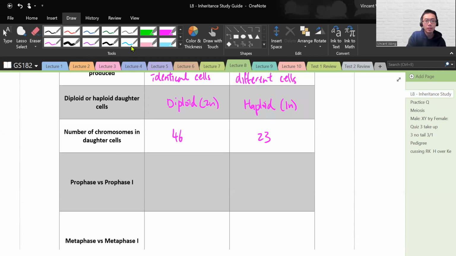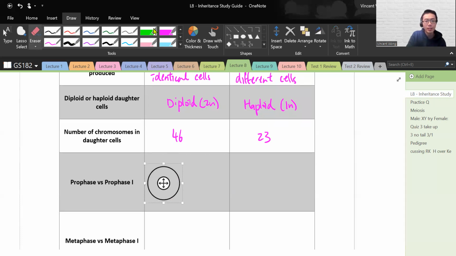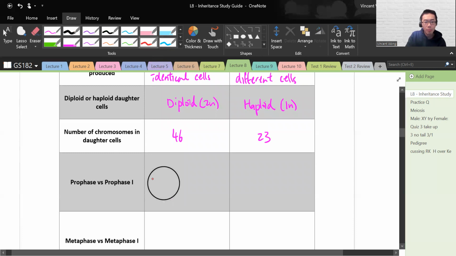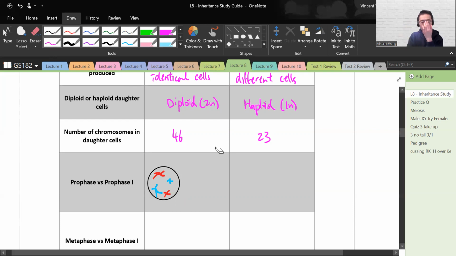So what's going on during prophase? Okay, so in mitosis prophase, the homologous chromosomes don't find each other. Like chromosome 1 and chromosome 1 are just on their own. They don't come together, right? Chromosome 2 and chromosome 2, they are not together, right? They're replicated, they're cloned, but they're not going to hang around next to each other.